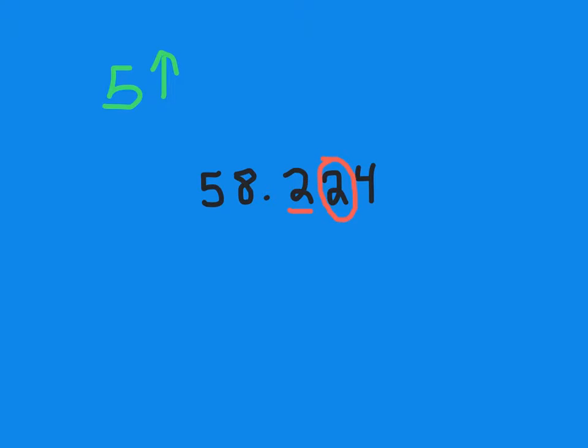Now I compare that 2 to 5, and it's less than 5. So that means I am going to leave this digit alone. I'm going to rewrite my answer as 58 and 2/10. Let's take a look at another example.